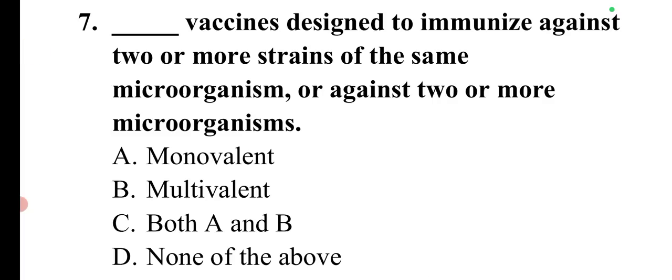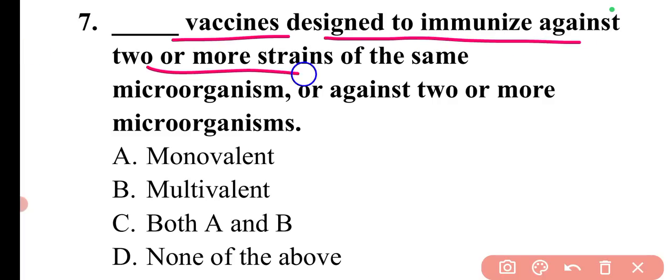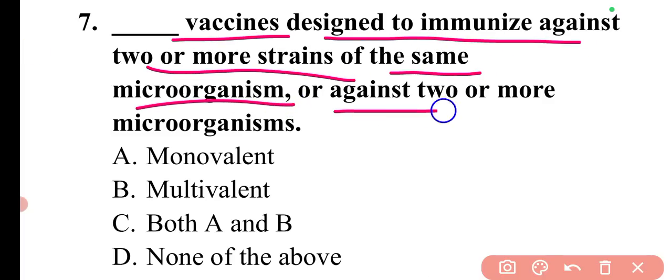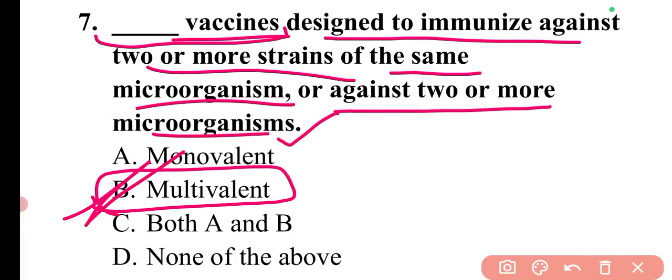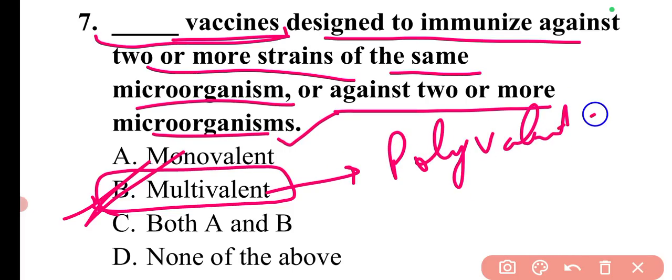The question is, dash vaccines designed to immunize against two or more strains of the same microorganism or against two or more microorganisms. So what type of vaccines are designed to provide immunity against multiple strains of the same organism, or two or more different organisms? These types of vaccines are known as multivalent vaccines, or polyvalent vaccines.